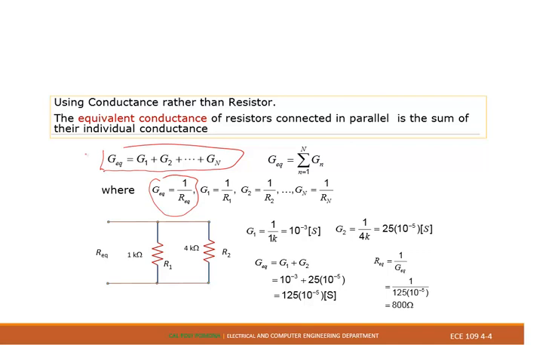In that case, we can see here two resistors R1 and R2 connected in parallel. So we can find the conductance value G1, 1 over 1K. We can find G2, 1 over 4K. We can add them together. Then we can take 1 over the conductance value to find the parallel equivalent resistance value. That's another way to look at the equation.